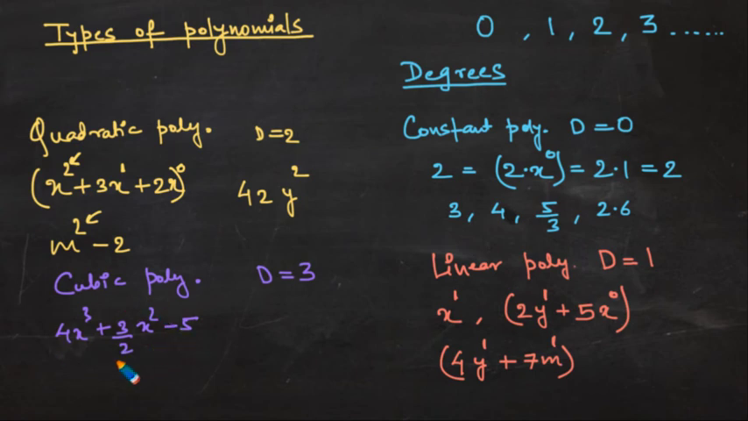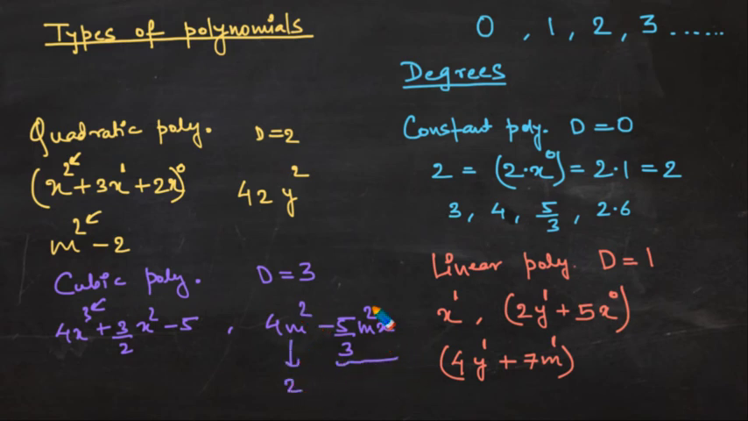So the highest available power of the variable here is 3. So this is a cubic polynomial. Let's say that we have 4m square minus 5 by 3 m square x. So this would again be a cubic polynomial because for the first term the power of the variable is 2.